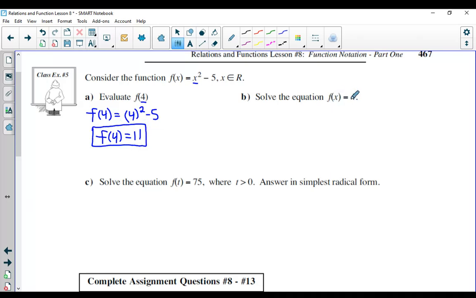Solve the equation when f of x equals 4. Okay, so it's telling you the value of f of x. So it's telling you the value of y. And just remember, f of x and y are the same thing.